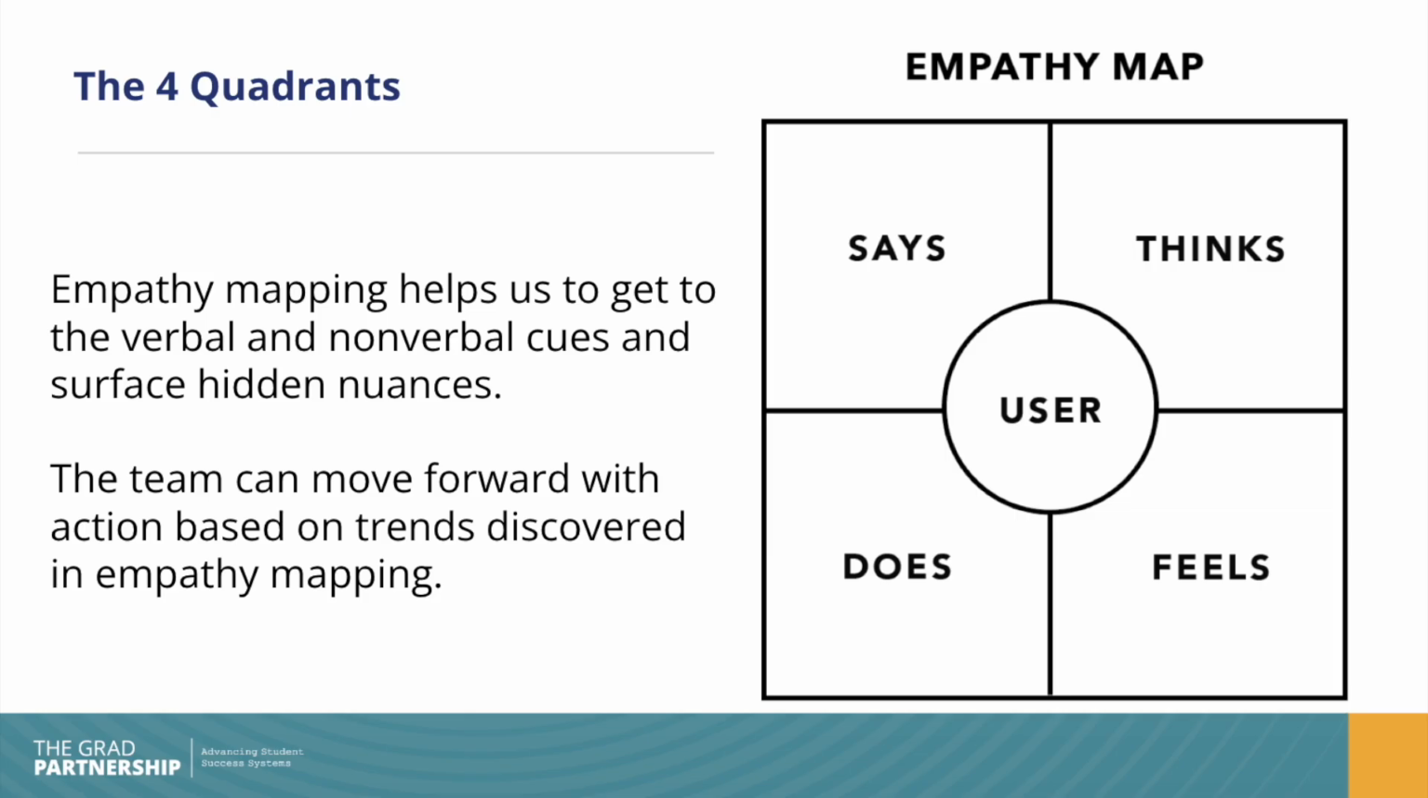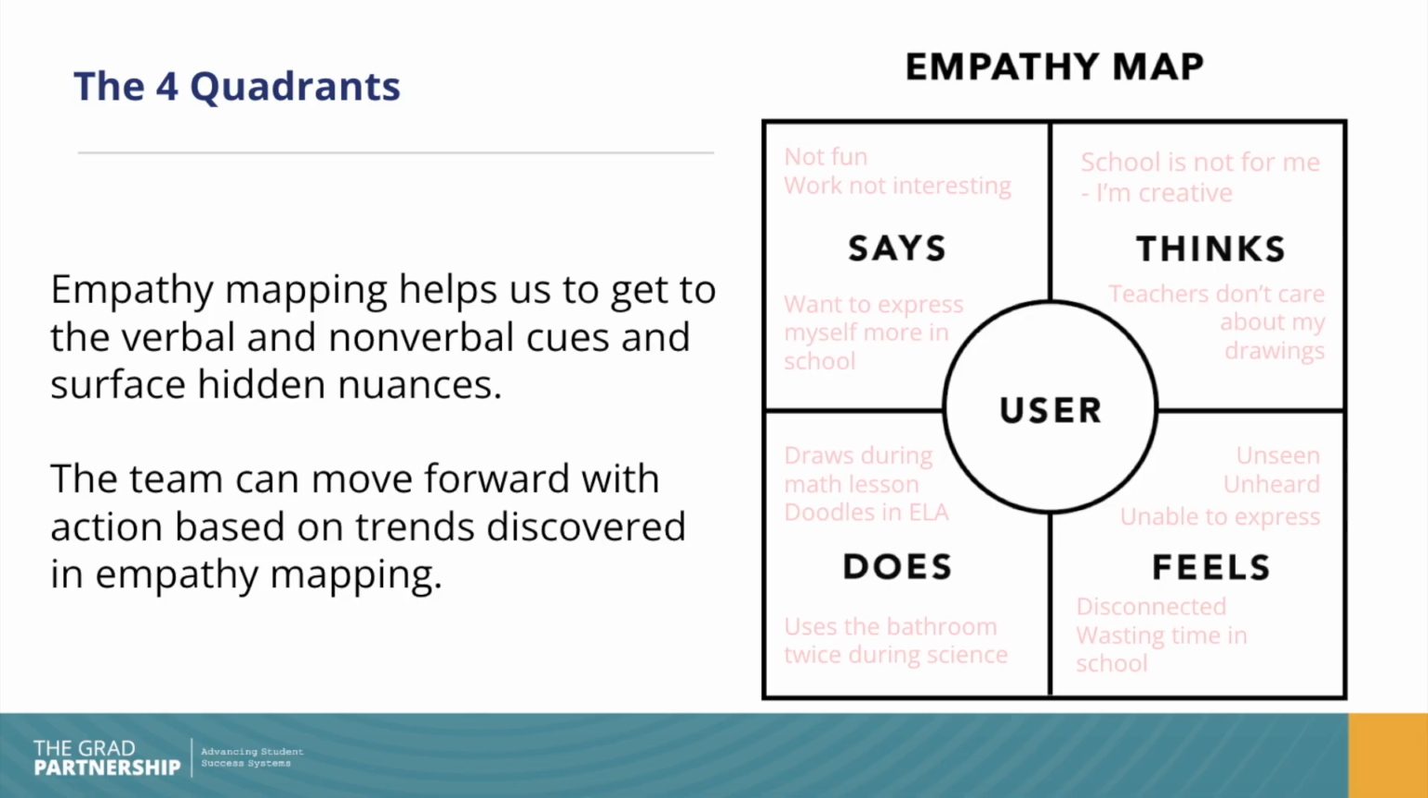Empathy maps provide a glance into who a user is as a whole. Traditional empathy maps are split into 4 quadrants, with the user or persona in the middle. Each quadrant covers a different aspect of the user: what the user says, what the user thinks, what the user feels, and what the user does. Empathy mapping helps us to get to the verbal and nonverbal cues and surface hidden nuances.